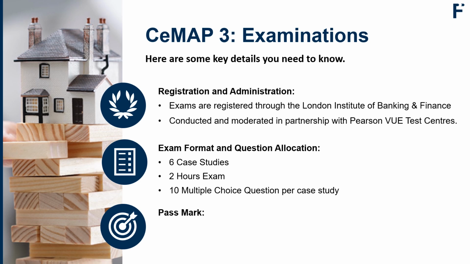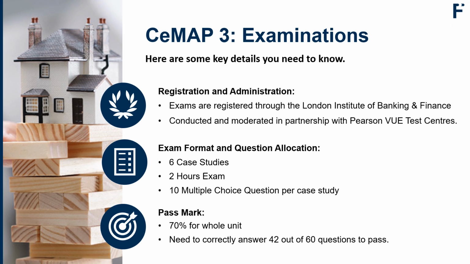Pass mark and grading. The pass mark for the unit is 70%, meaning you need to correctly answer 42 out of 60 to pass. If, for any reason, you don't pass the exam, you will need to retake the entire exam.